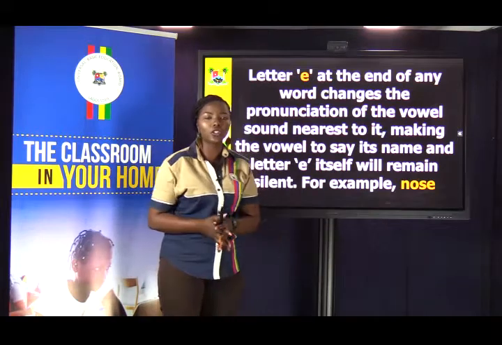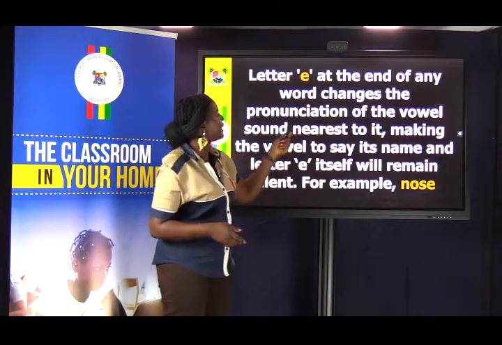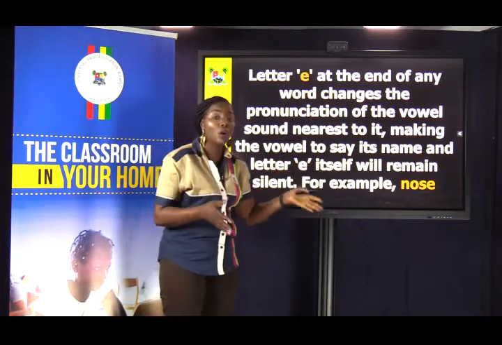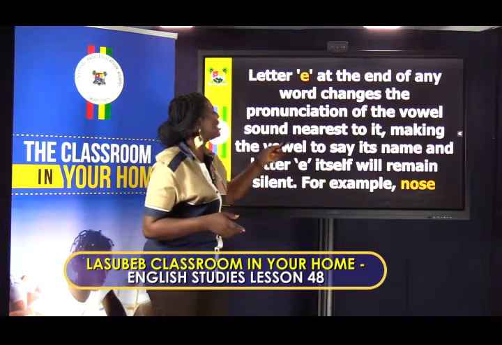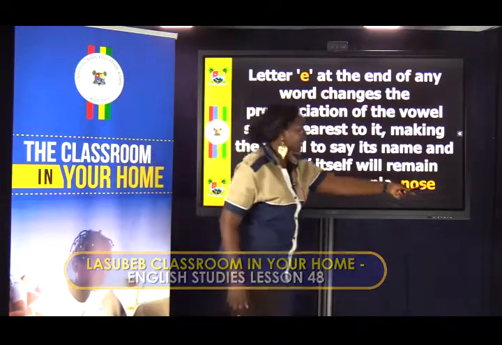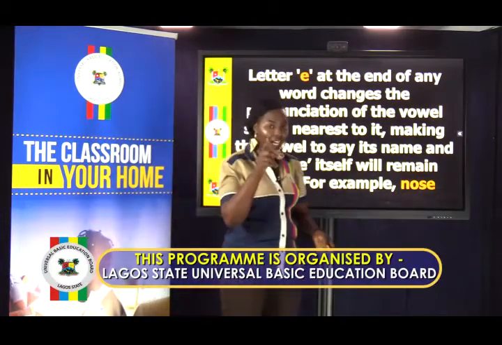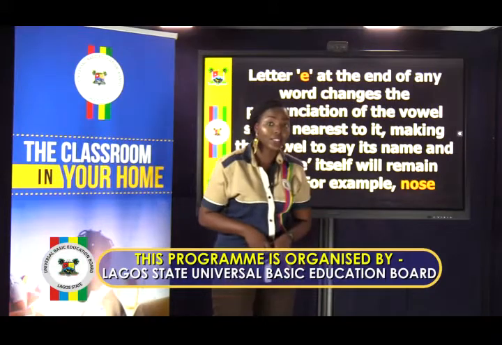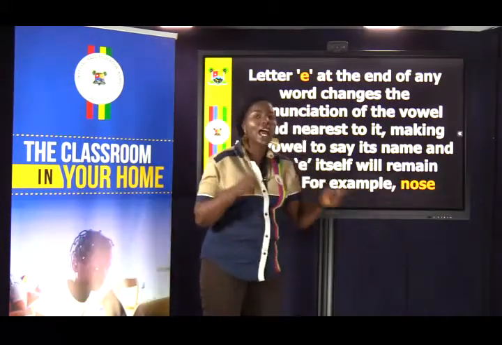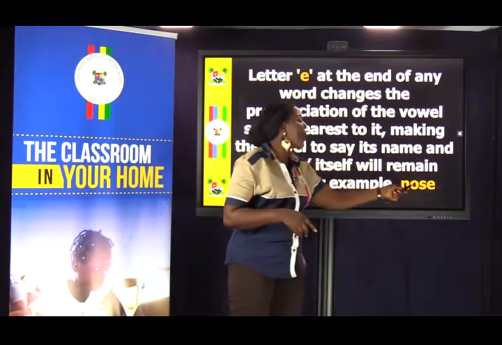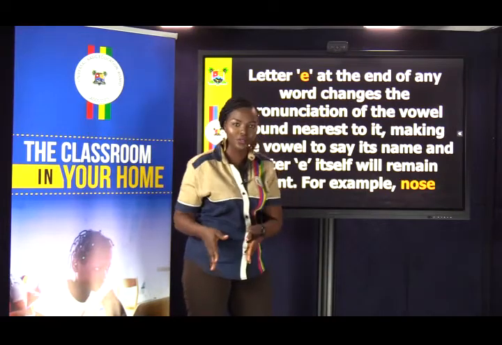N-O-S-E, how do we pronounce this, children? Nose. Good. Now, we said earlier that letter E makes the vowel nearest to it to say its name. This is letter E, okay? Letter S, is it a vowel or a consonant? It is a consonant. And letter O is a vowel. So letter O is the vowel nearest to letter E. And of course, the letter E will make letter O say its name instead of its sound.